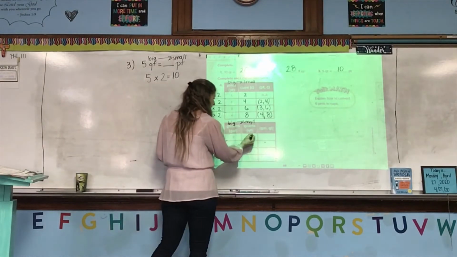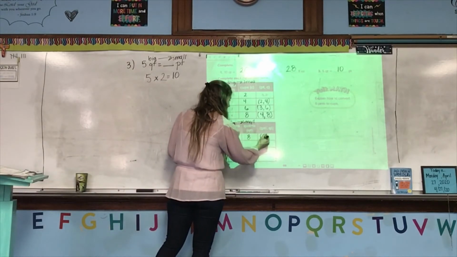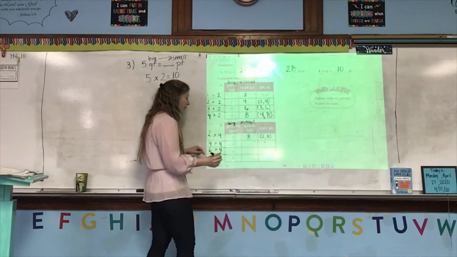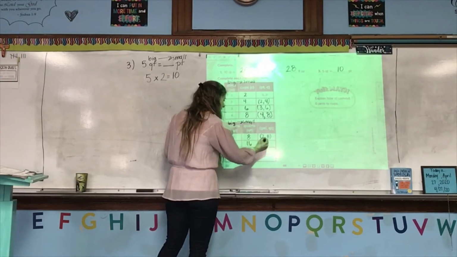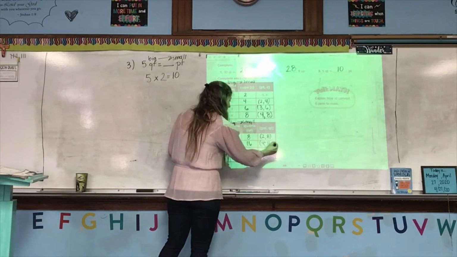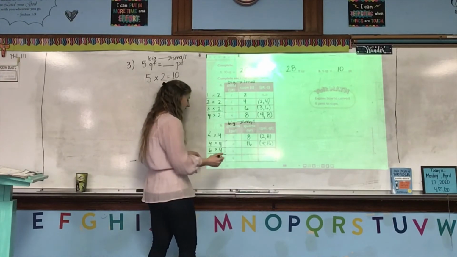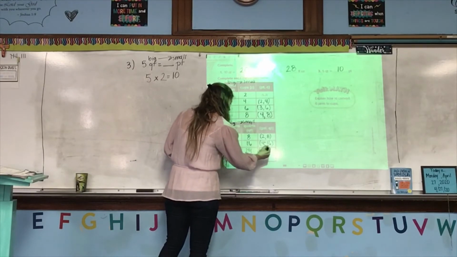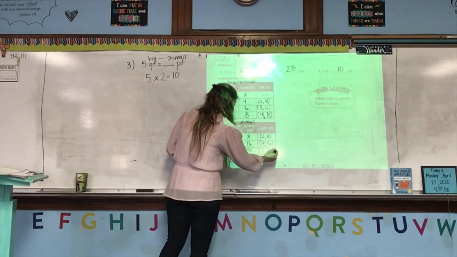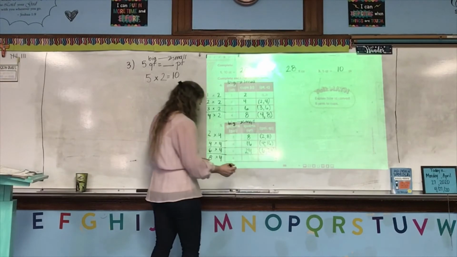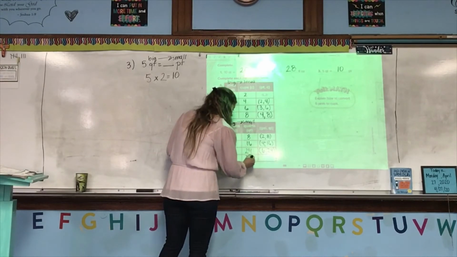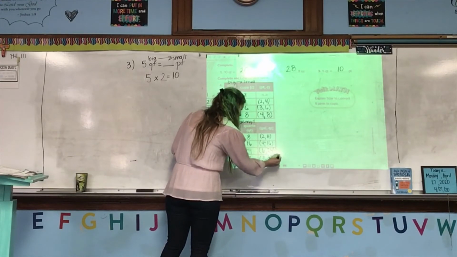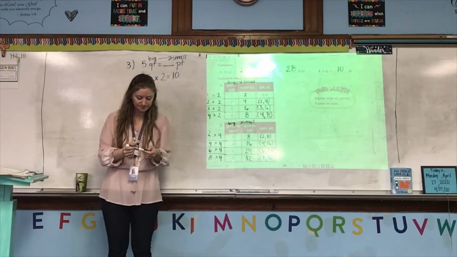2 times 4 is 8, which means that 2 gallons is the same as 8 quarts. 4 times 4 is 16, which means that 4 gallons is the same as 16 quarts. 6 times 4 is 24, so that means that 6 gallons is the same as 24 quarts. 8 times 4 is 32, so that means 8 gallons is the same as 32 quarts.